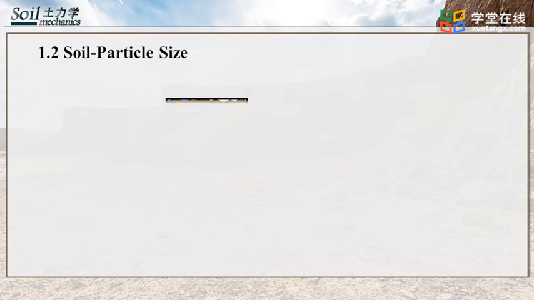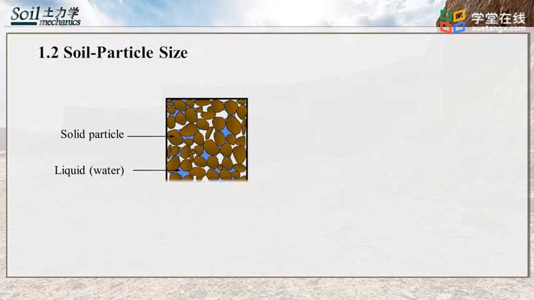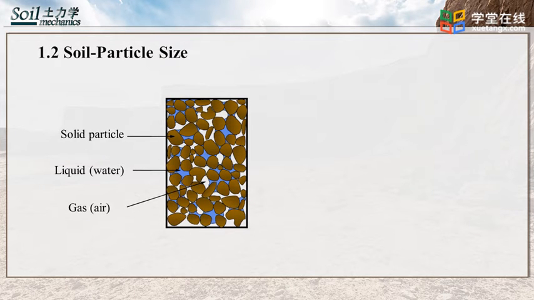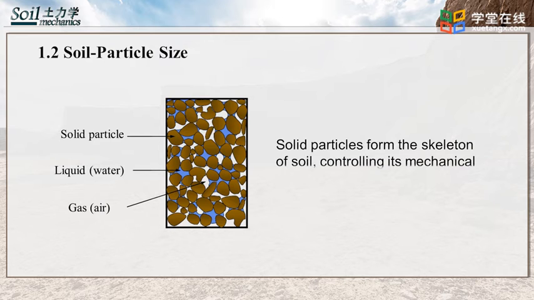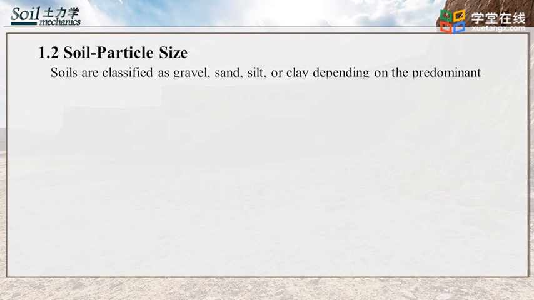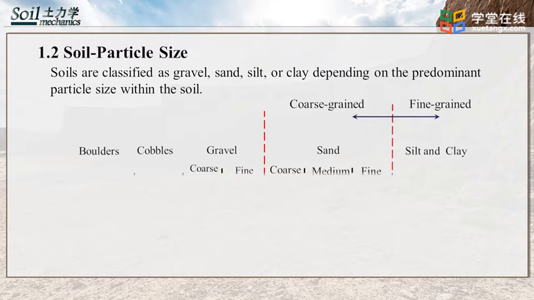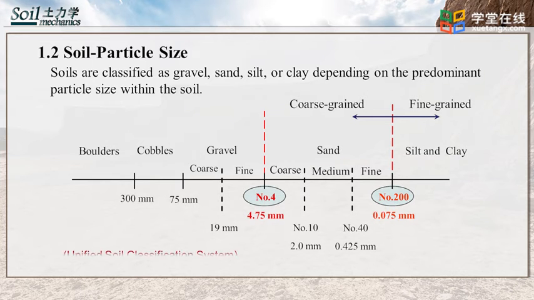As discussed before, soil is a three-phase material consisting of solid particles with air and/or water filling the voids among the particles. The solid particles form the skeleton of soil, which controls its mechanical properties. According to the Unified Soil Classification System, soils are broadly classified into two categories, namely coarse-grained soil and fine-grained soil.